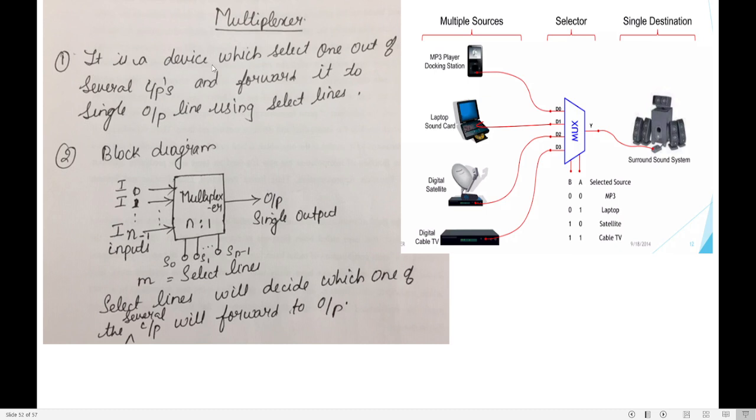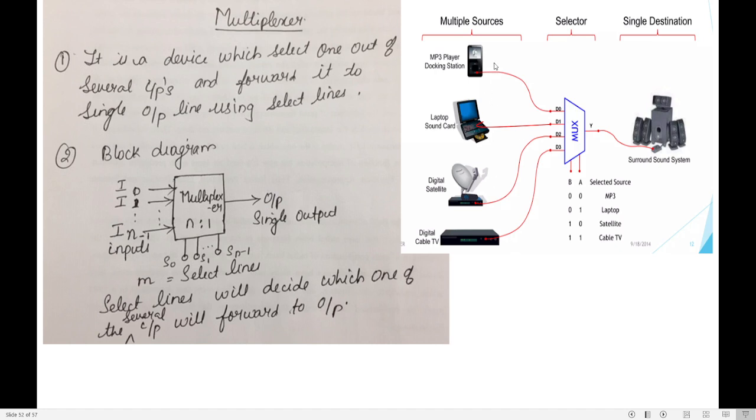A multiplexer is a device which selects one out of several inputs. There would be several inputs. The job of the multiplexer is to select one out of several inputs and forward that selected input to the output. This selection is done with the help of select lines. This is a typical block diagram for a multiplexer, where you have multiple inputs and a single output. With the help of the select lines, we select one input that will be forwarded to the output.